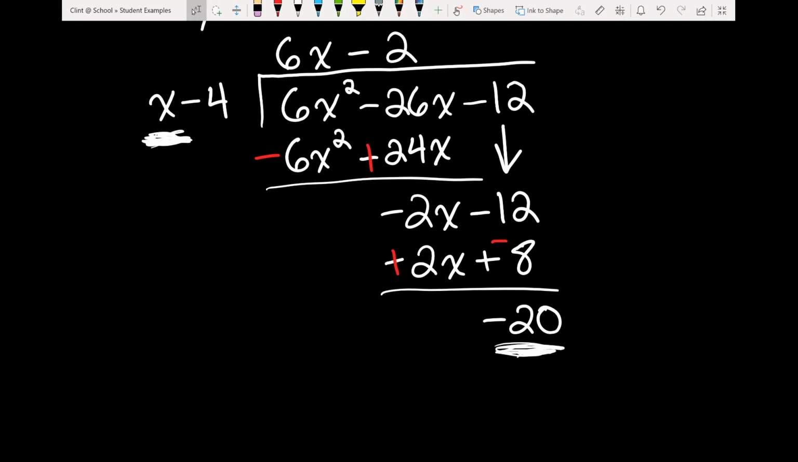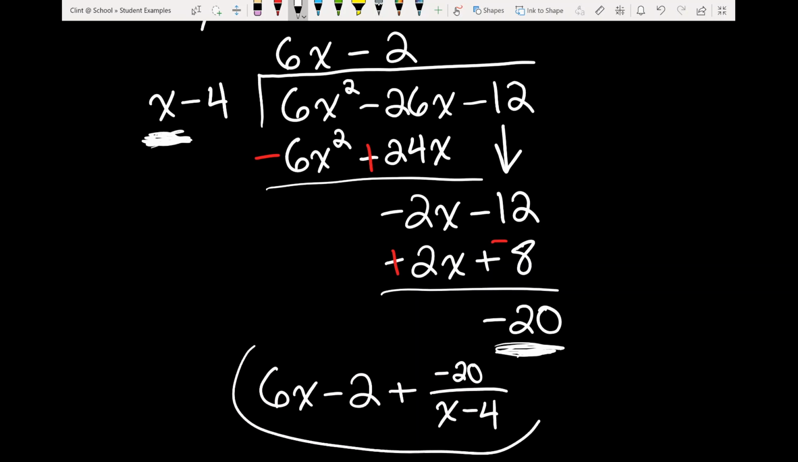Okay, so since this negative 20 is our remainder, we're going to write it in that maybe a little bit strange looking way that you saw before. We'll say that x minus 4 will go into this polynomial 6x minus 2 times, and then plus our remainder, which is negative 20, over our divisor, which was x minus 4. Okay. You don't always have a remainder. Sometimes this thing will be 0 and you won't have to worry about the remainder, but if you do have the remainder, you're going to just write the remainder over the divisor, and you can just always write plus here.